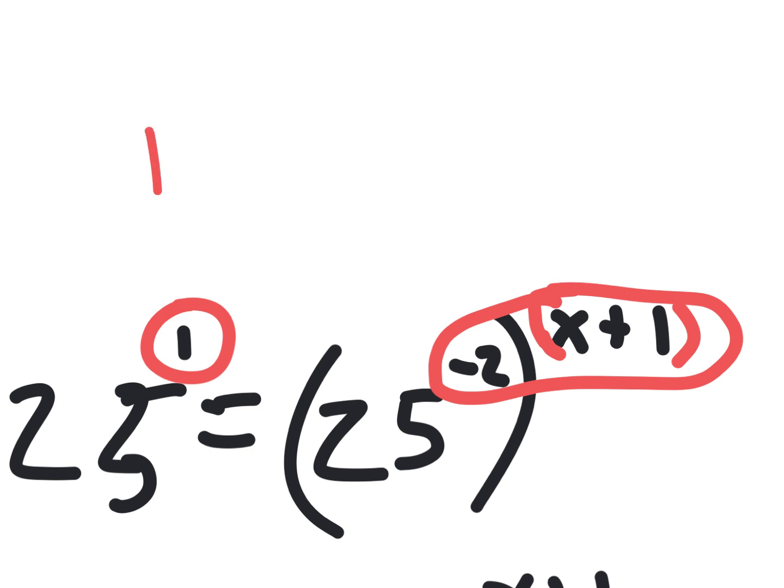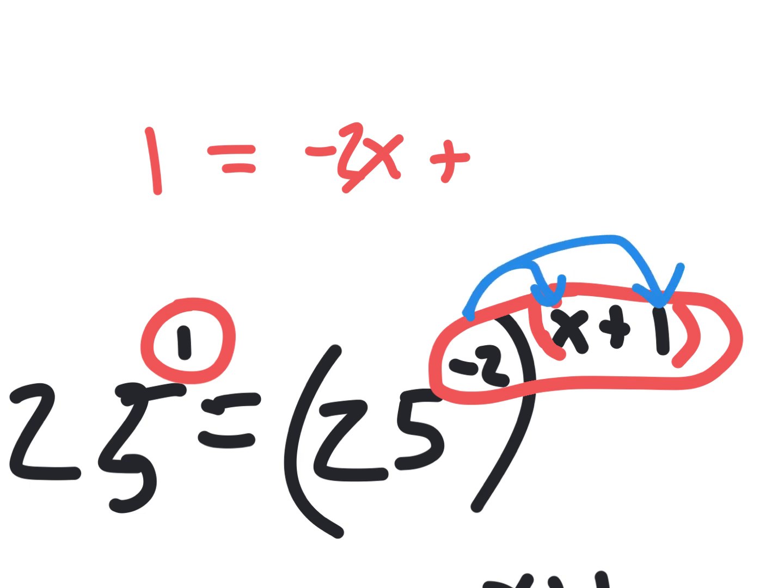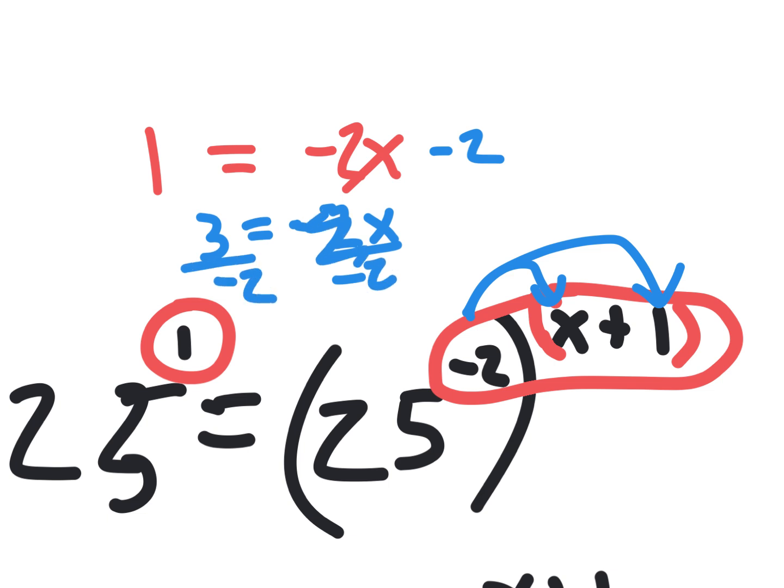Did you say 1 equals -2x plus 1? Good, I'm glad you didn't. If you did, you forgot to distribute the -2 and multiply that out. And then you just have to add 2 to both sides. All of a sudden it's 3 equals -2x. Divide both sides by -2. -3/2. Who had that one right? Okay, cool. You made it to the end.